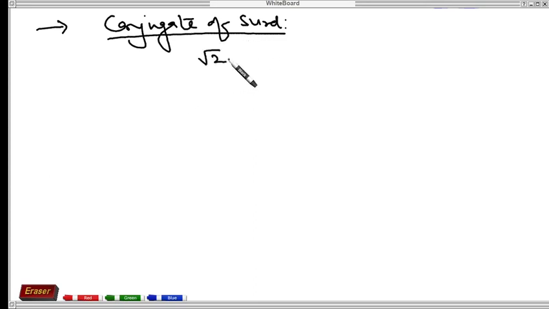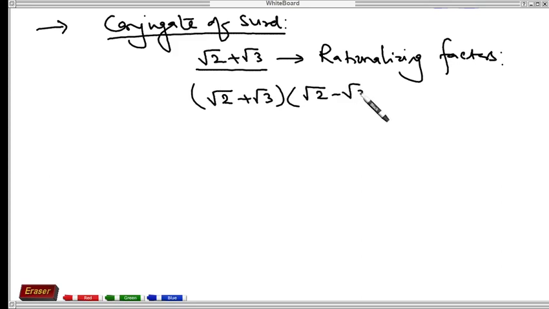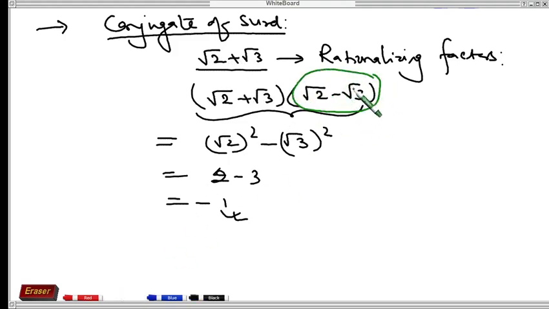Suppose we have given root 2 plus root 3. This is a sort. Then we have to rationalize this. If we multiply root 2 plus root 3 by root 2 minus root 3, then their product will be root 2 square minus root 3 square, which is 2 minus 3 equal to minus 1, a rational number. It is rationalized. So if root 2 plus root 3 is multiplied by root 2 minus root 3, then we obtain a rational number.